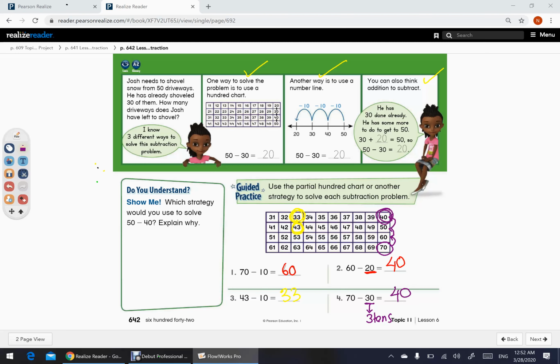I have used a 100 chart because it's given for me and it's easy for me to solve it. Or I can use an open number line, or I can also think addition to subtract. Okay, whichever strategy is easy for you, go for it, kids. Now let's move to the next page.